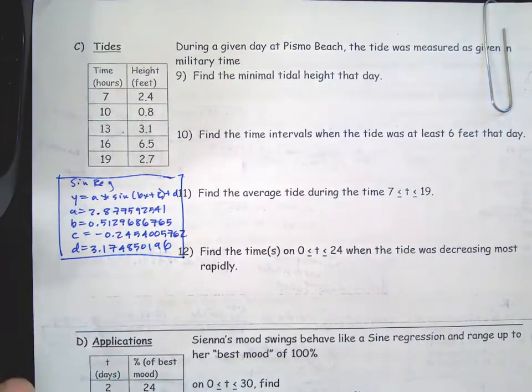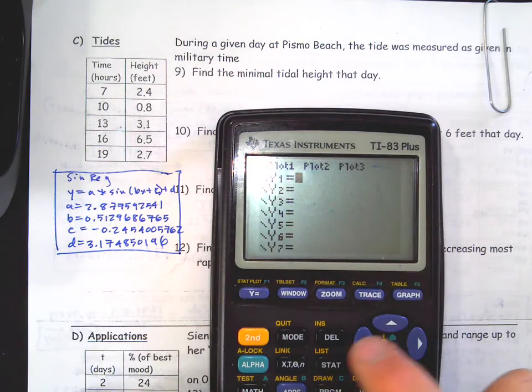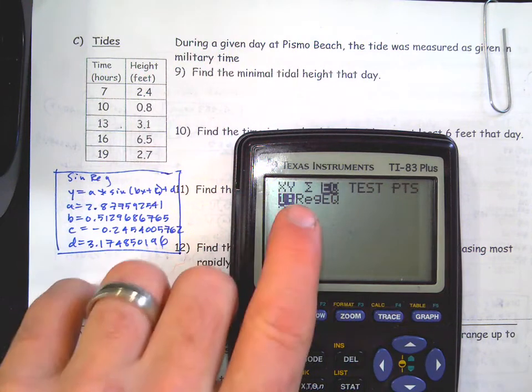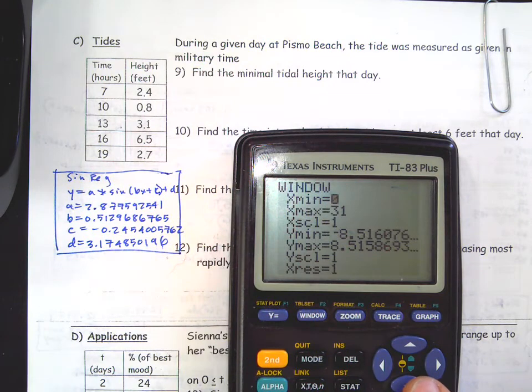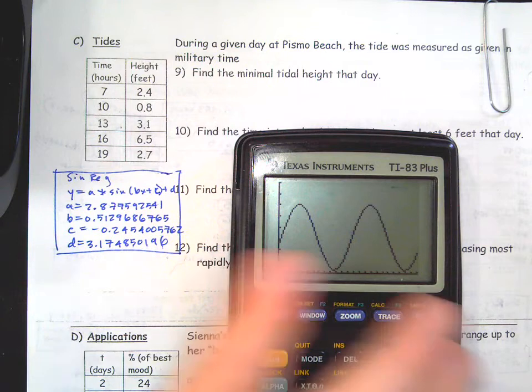So we got that. Now let's get a graph of it. So we want to go to y equals, and we want to get in here. So we're going to go y equals, vars, number 5, statistics, equations, reg equation. Paste it in there. Perfect. Go to window. This is time in a day, 0 to 24. The values, I don't know. They might be 0. You could have negative height of a tide, right? So I don't know. We could go back and change this to 0 to 8. Graph it. Yeah, looks pretty good. So there's our tide heights of the day.